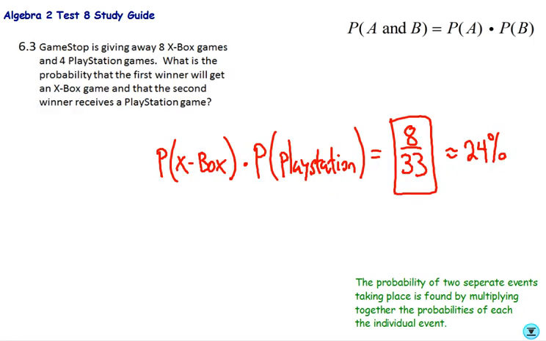And 6.3, again, same thing. You're lined up for a giveaway. So first person in line, they get something. So assuming you're the second person in line, you walk up there. Now there's 1 less prize because, well, the person in front of you got the first prize. So it should have been 8 out of 33, or roughly a 24% chance.